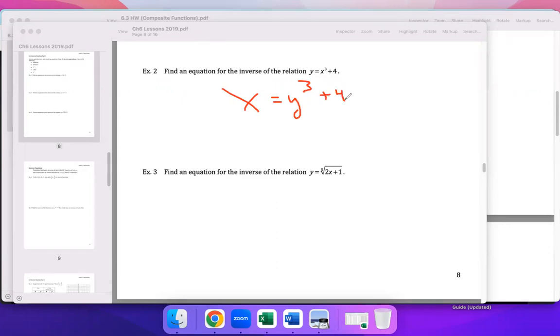Okay, X equals Y cubed plus 4, right? So after you swap X and Y, we gotta get Y by itself. What did I do to get Y by itself? I should probably subtract the 4 first. Good. And then cube root it, and that's that. So Y is the cube root of X minus 4. So that's the inverse of X cubed plus 4.